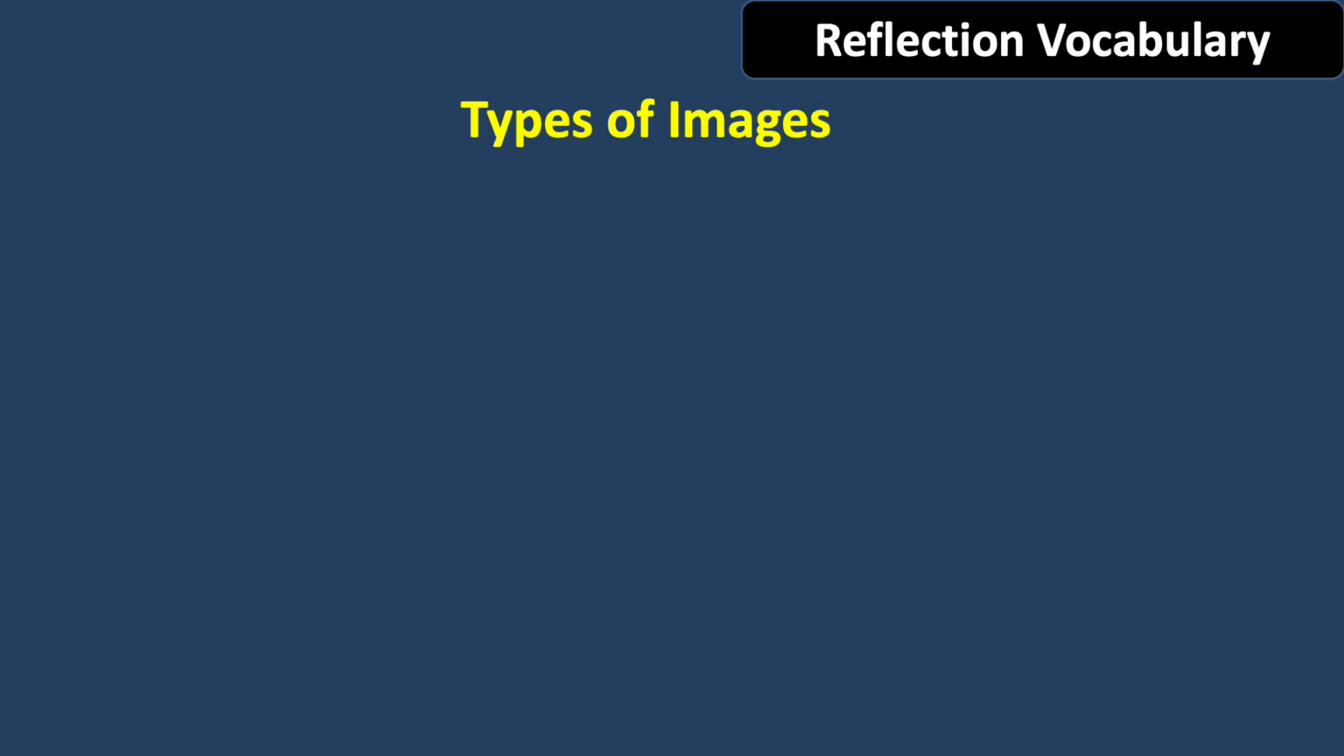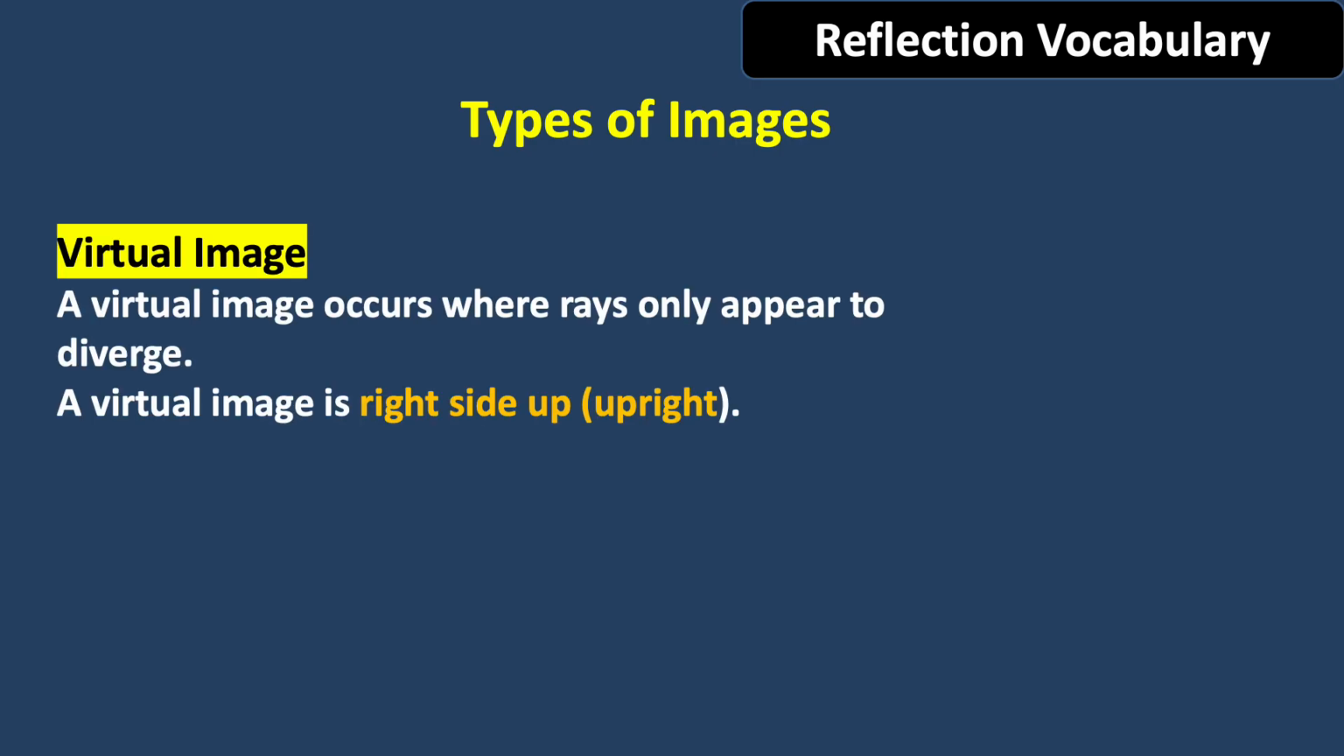Now that light rays are bouncing off the mirror according to the law of reflection, the result of that bounce is the image we see. But not all images are created equal. There are two distinct types of images in optics: virtual and real. Let's start with the virtual image.